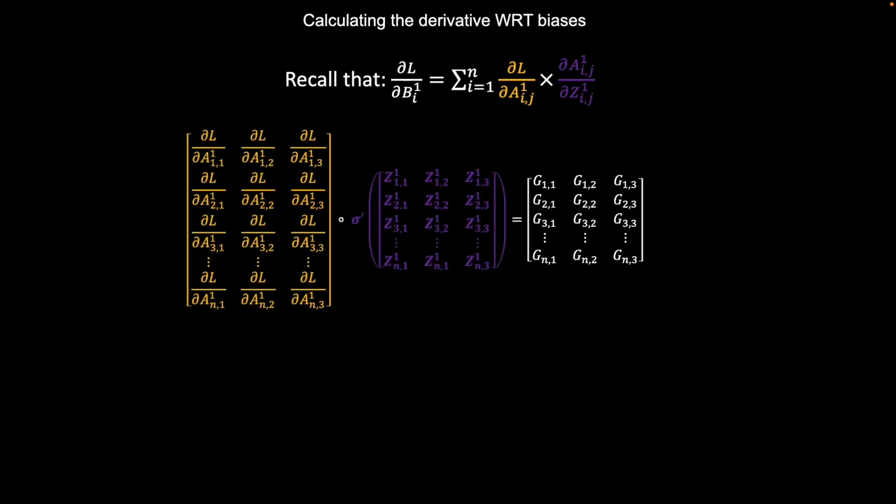Expanding this out, we already have the derivative of the loss with respect to A1, and the derivative of A1 with respect to Z1 is simply the sigmoid derivative applied to Z1.